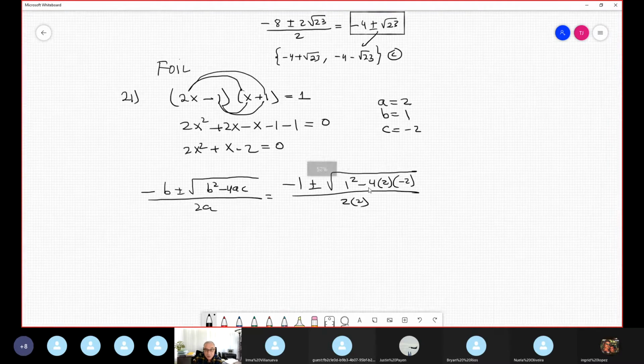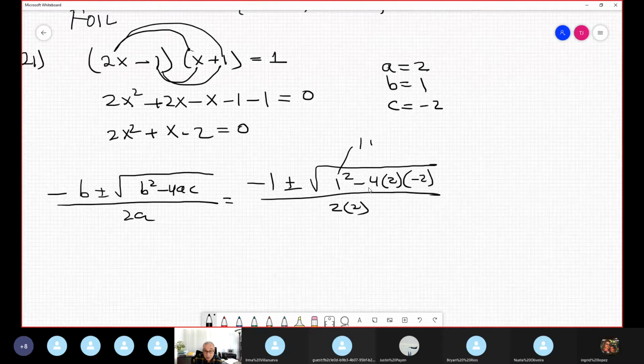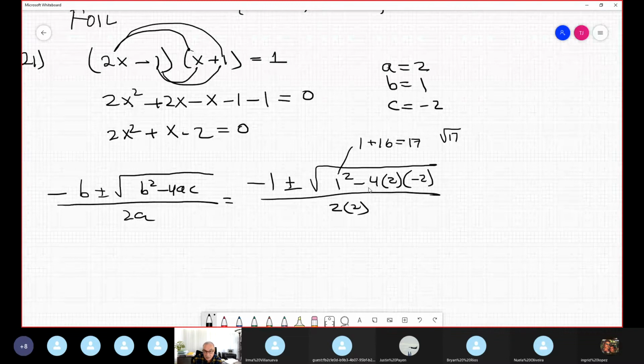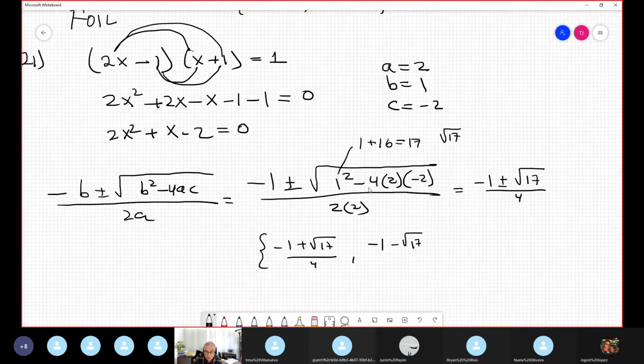Okay, now 1 squared is 1, double minus is positive. This is 8, 16, 17. And 17 is a prime number. Square root of 17 is square root of 17. Leave it like that. Okay, 17. And the answer is minus 1 plus or minus square root 17 divided by 4. And you can split it in two pieces if you want, non-mandatory: minus 1 plus radical 17 over 4, comma, minus 1 minus radical 17 over 4.